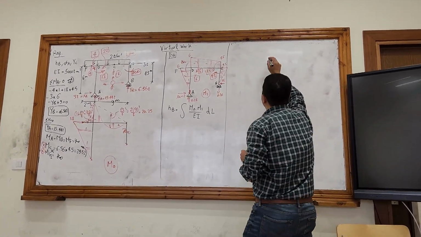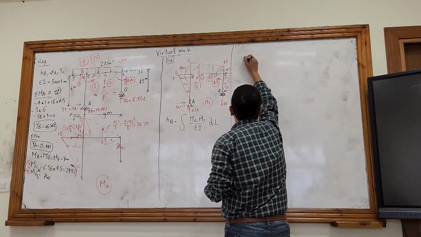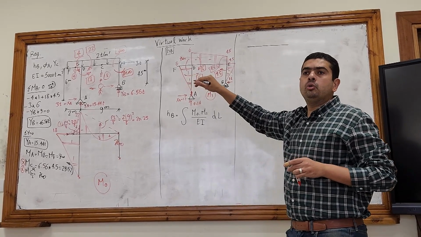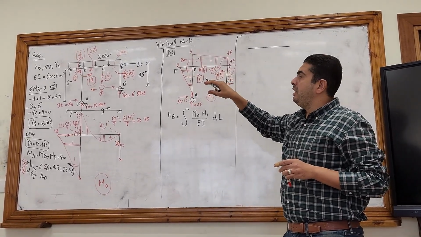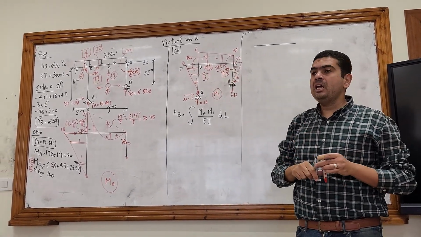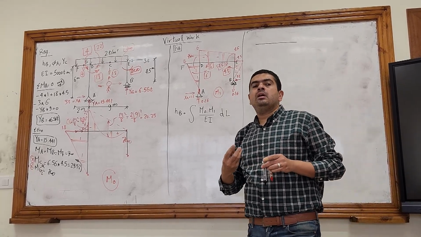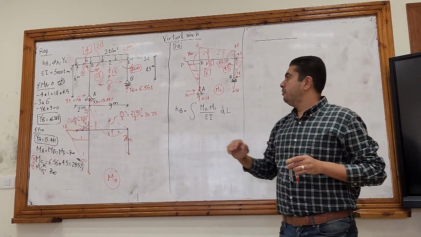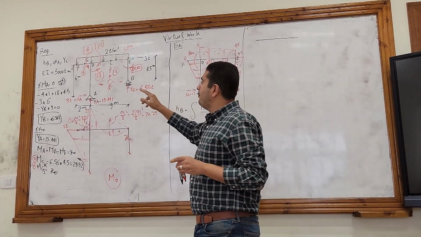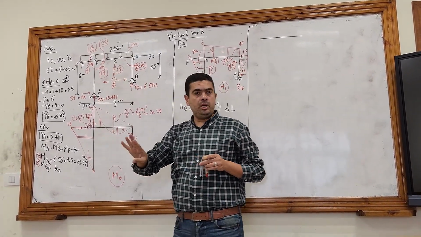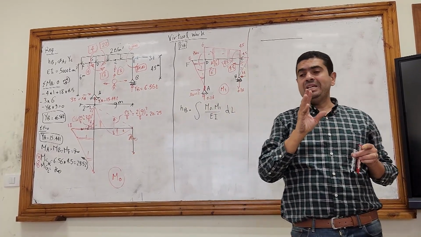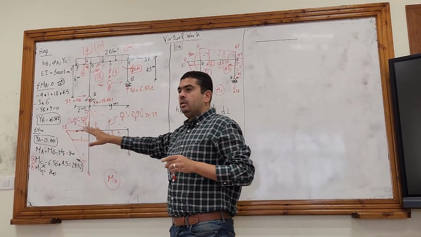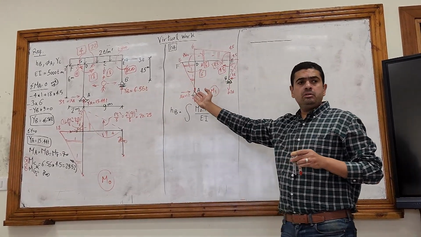The first thing you have to know, if you are integrating two diagrams and the structure is a frame, is that you have to integrate each member individually. For this frame, I have 4 different members, okay? So I will integrate each member with its corresponding one.